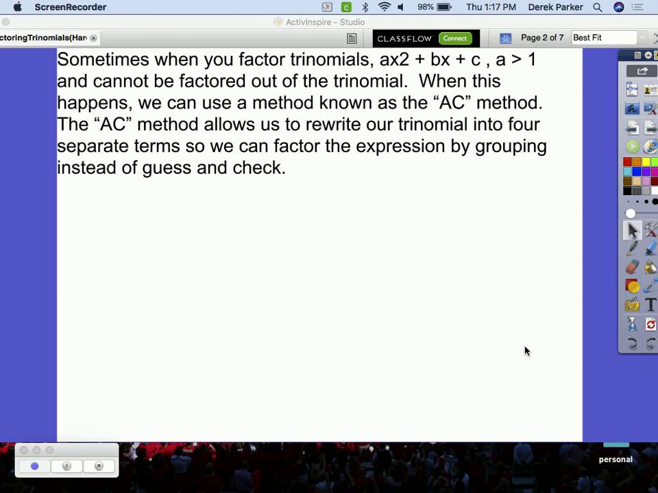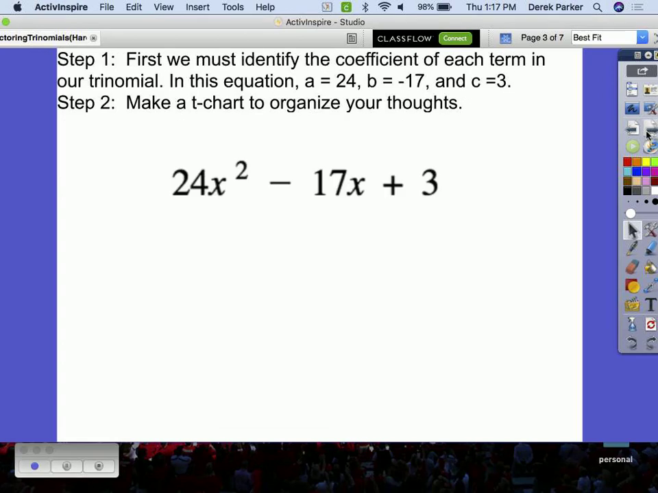In the second part of the standard we just learned about, you're going to learn how to factor a hard trinomial. Sometimes when you factor trinomials, ax squared plus bx plus c, where a is greater than 1, it cannot be factored out of the trinomial. When this happens, we can use a method known as the AC method. The AC method allows us to rewrite our trinomial into 4 separate terms so we can factor the expression by grouping instead of guess and check.